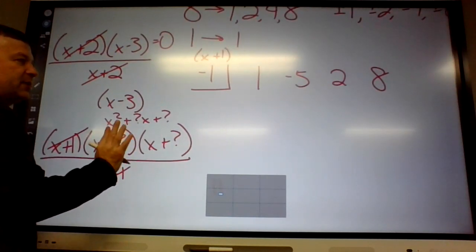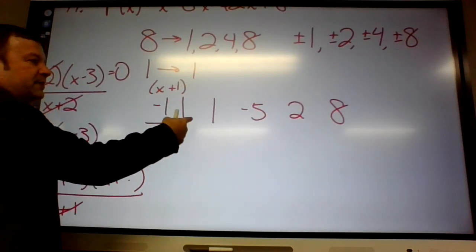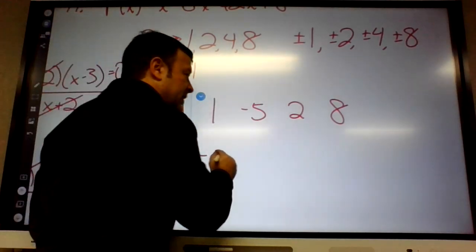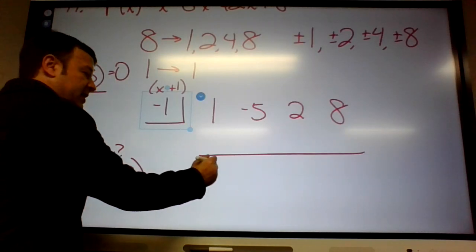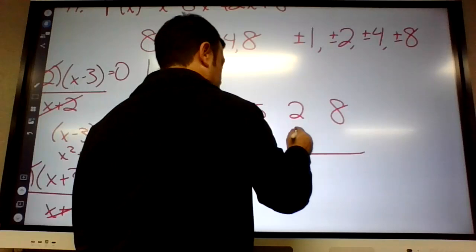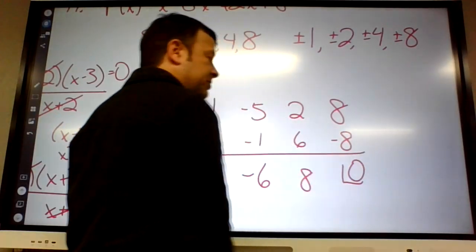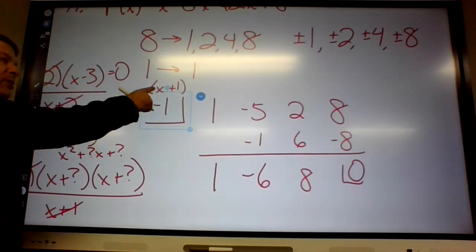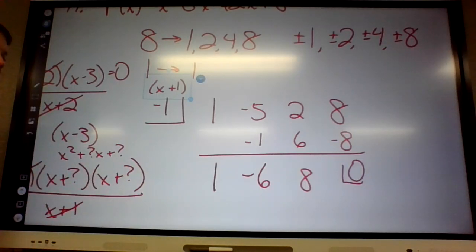Okay, I know that's confusing, but basically the steps are: if you know what one of the answers is, we're going to divide it out with synthetic division. I know -1 is an answer. I'm going to get rid of that answer because it'll help me find my last 2 answers. So do synthetic with that -1. And if we do it right, the remainder should be 0, because I know -1 is an answer and I know x plus 1 is a factor. So if we divide correctly, this should come out as 0 as a remainder.